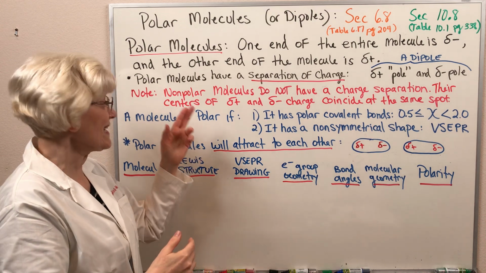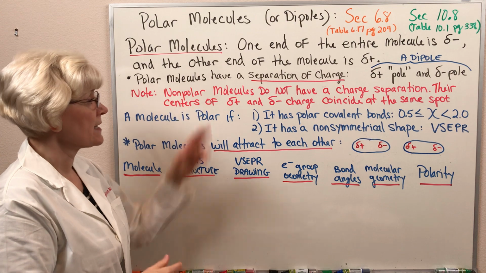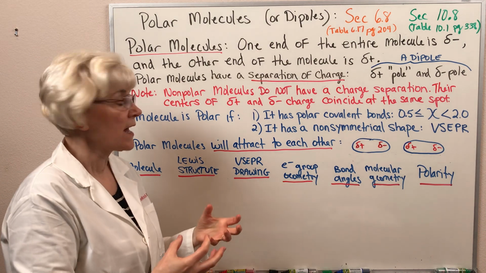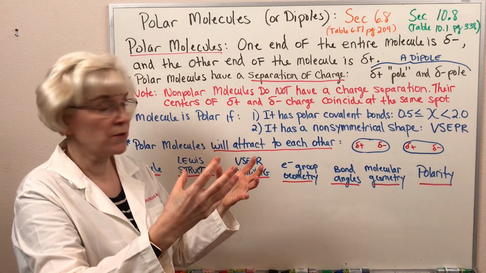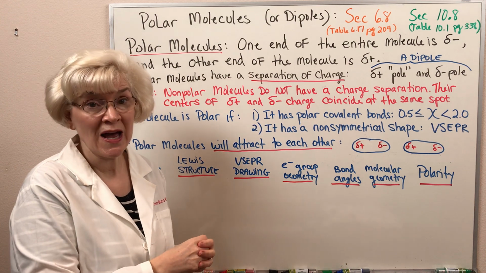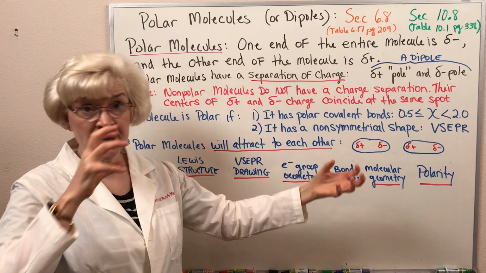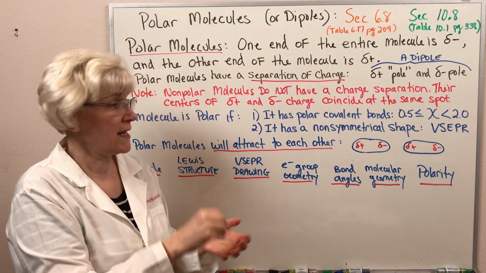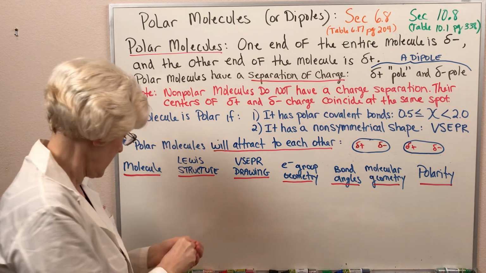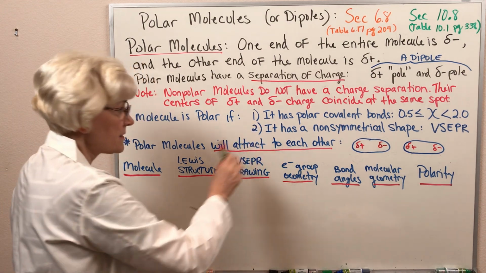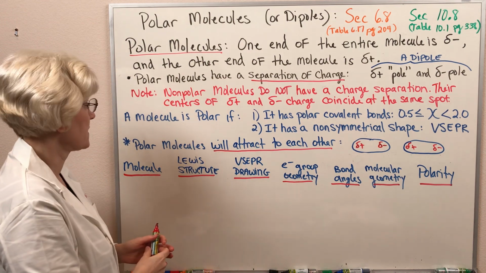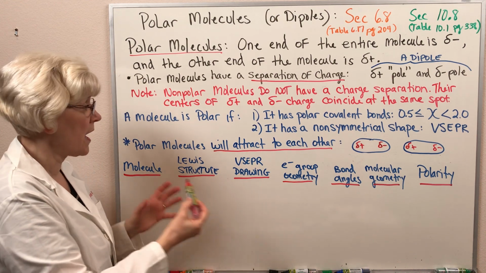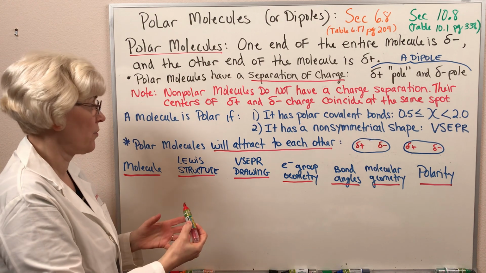If a molecule isn't polar, we refer to it as a nonpolar molecule, and it does not have a charge separation. In other words, if you look at the entire molecule, the centers of partial positive and partial negative charge are not separated from each other. Instead, they coincide at the same point, at the same spot in the molecule. Now, this is going to be an important set of criteria as we move ahead with this lecture. We want to be able to determine whether or not a molecule is polar or nonpolar.